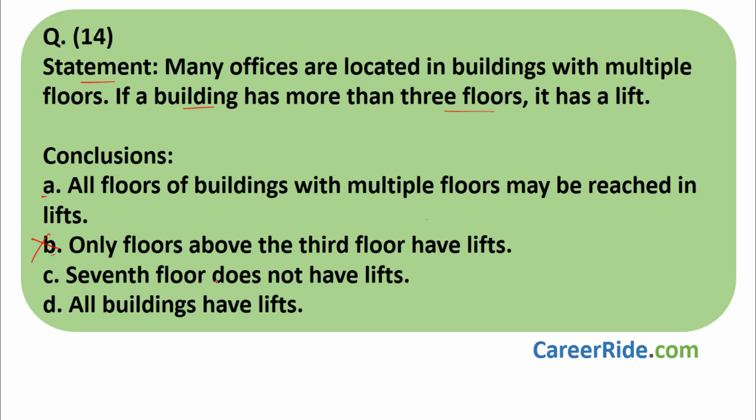Now 7th floor does not have lifts. This is again false, because 7 is greater than 3, so the building must have a lift. 4th, all buildings have lifts. No, if the building is having 2 floors, that means that the building will not have a lift. It is not compulsory to have the lift. They may have a lift or may not have a lift, okay. Now what is remaining? Only A, so that is the correct option.